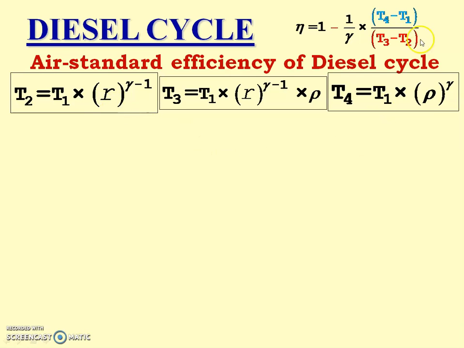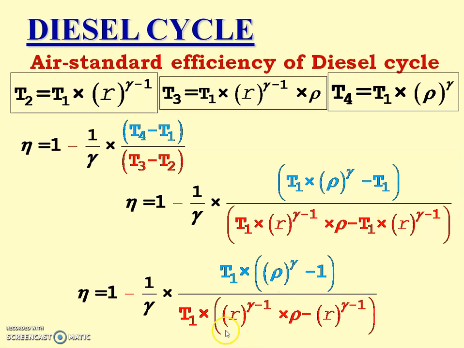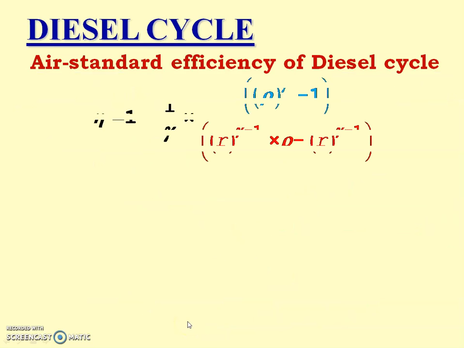Substituting all three values in the equation of the efficiency of the diesel cycle. So 1 minus 1 upon gamma multiplied by, instead of T4 we have written the equation, T1 as it is; instead of T3 we have written this equation, and instead of T2 we have written this equation. And what is common? Let us take in the numerator first the common T1. So T1 into rho raised to gamma minus 1, and T1 into bracket R raised to gamma minus 1 into rho minus R raised to gamma minus 1. T1 cancels. So the answer is this.